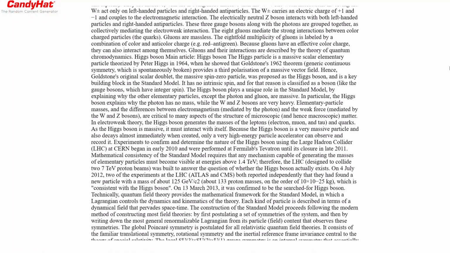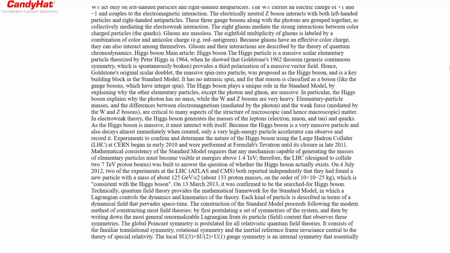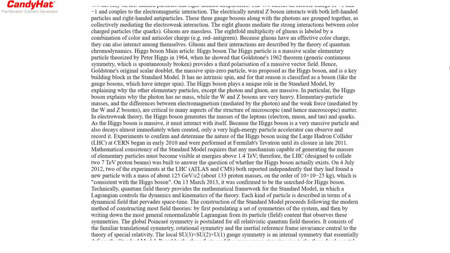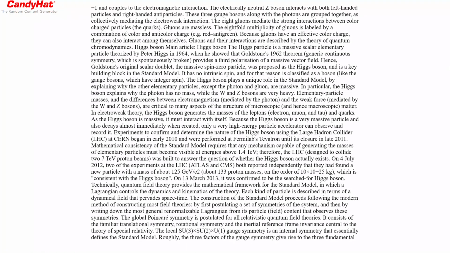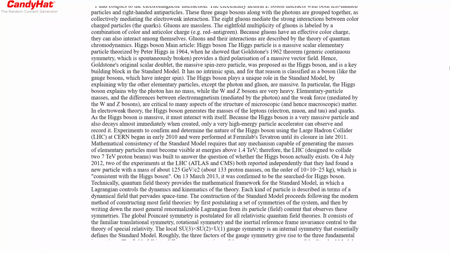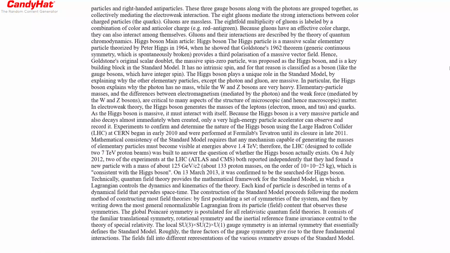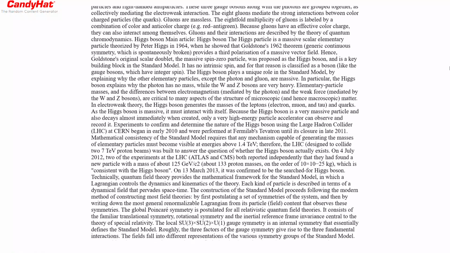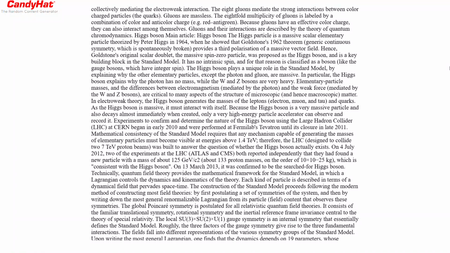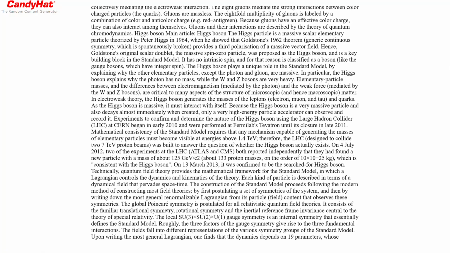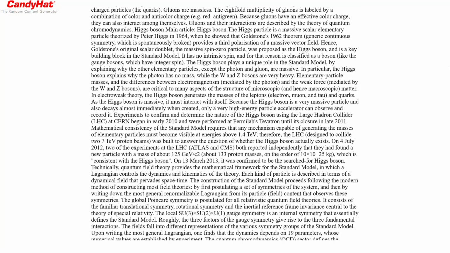Therefore, the LHC, designed to collide two 7 TeV proton beams, was built to answer the question of whether the Higgs boson actually exists. On July 4, 2012, two of the experiments at the LHC, ATLAS and CMS, both reported independently that they had found a new particle with a mass of about 125 GeV/c², about 133 proton masses, on the order of 10⁻²⁵ kg, which is consistent with the Higgs boson. On March 13, 2013, it was confirmed to be the searched-for Higgs boson.